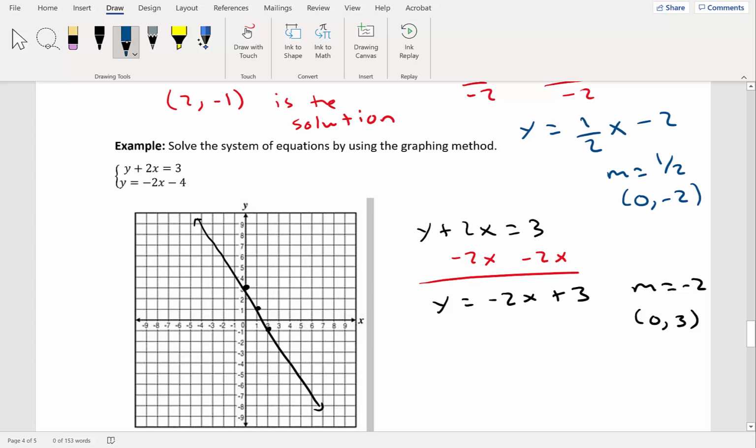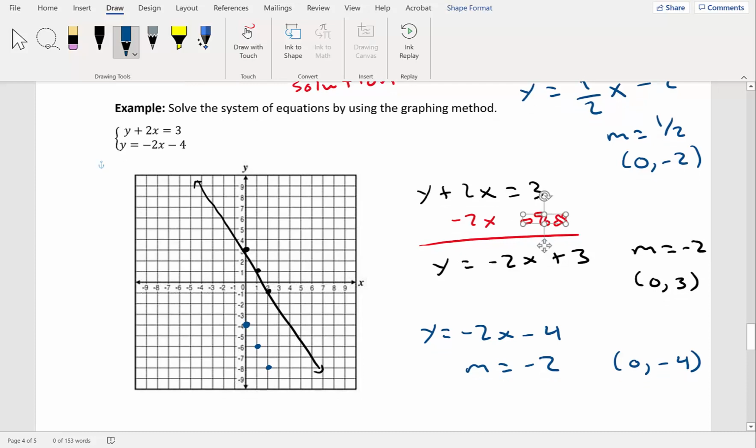Let's take a look at the second equation. We have y is equal to negative 2x minus 4. For this equation, it's already in slope-intercept form. So I could read off my slope is negative 2, and my y-intercept is 0, negative 4. So 0, negative 4 is right over here. And my slope is telling me to go down 2 and to the right 1. Let's go down 2 to the right 1 again. I get this point. And now let's connect these with a straight line.